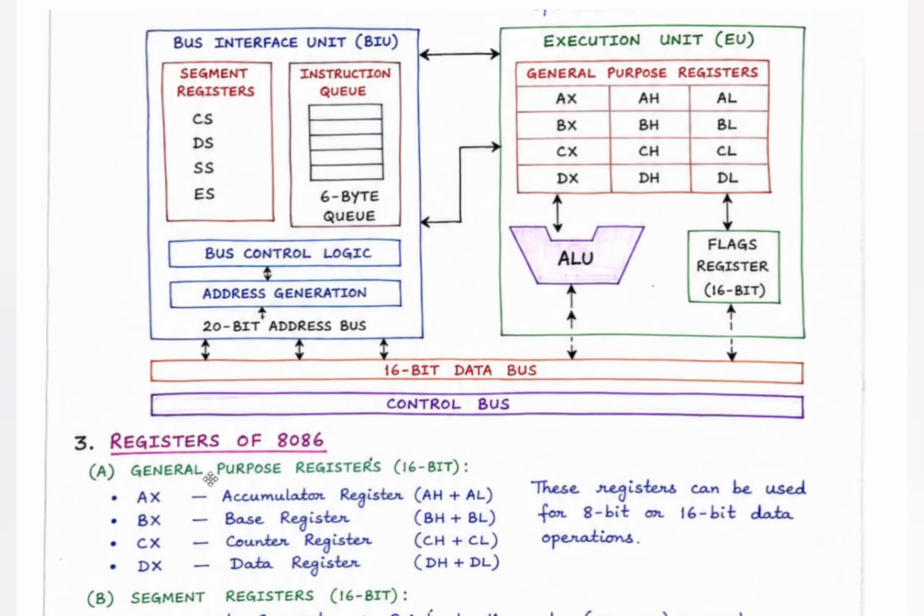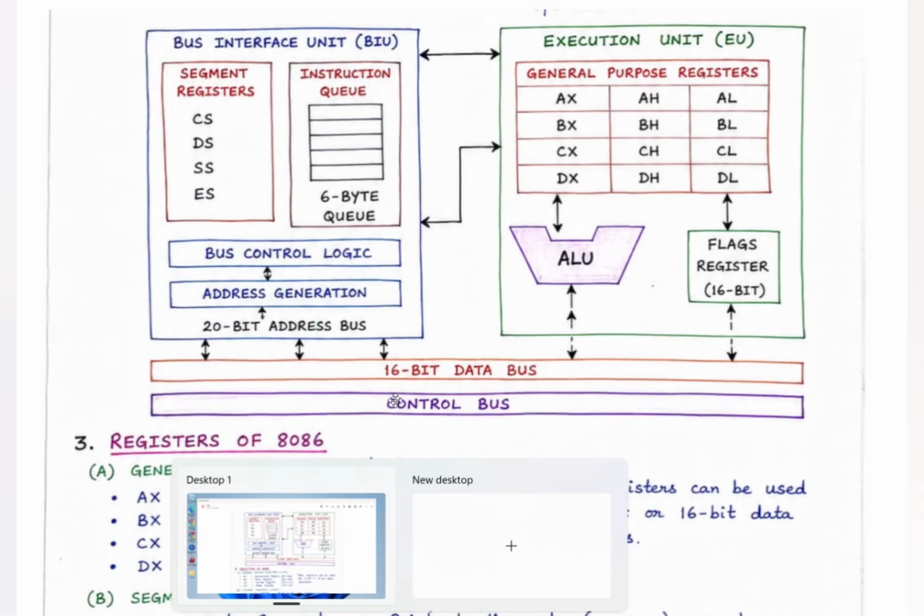There are four types of registers: accumulator register, base register, counter register, and data register. These registers are used for 8-bit or 16-bit data operations. AX is performed as 16-bit, and AL as 8-bit, so it can work as both 16-bit and 8-bit. Okay, next.